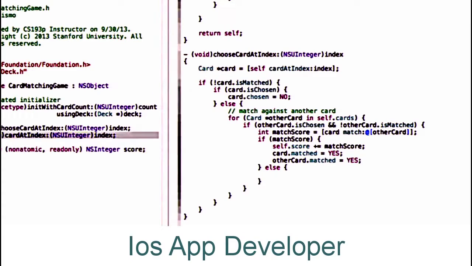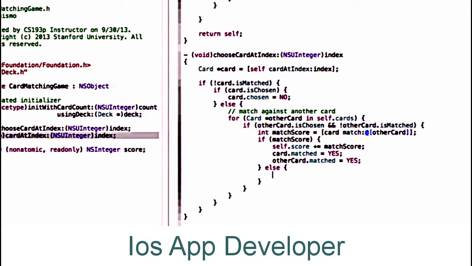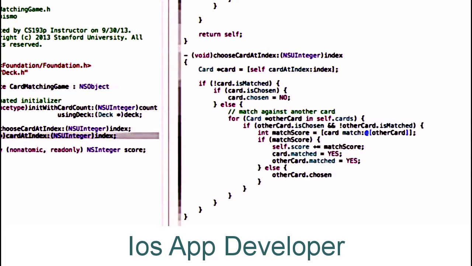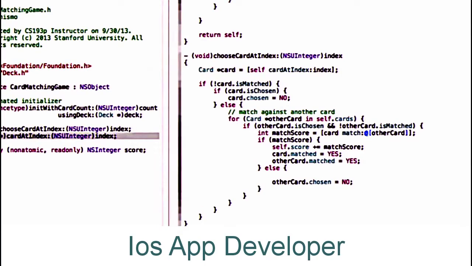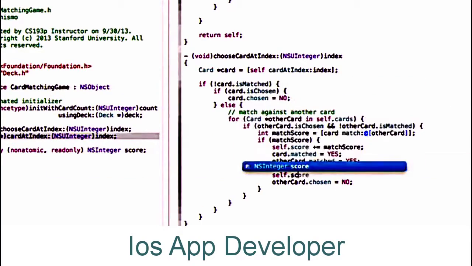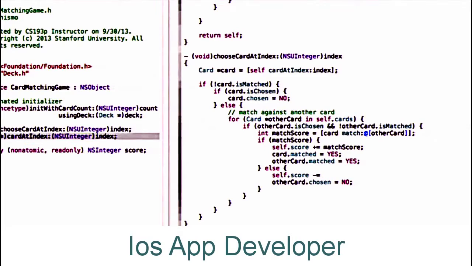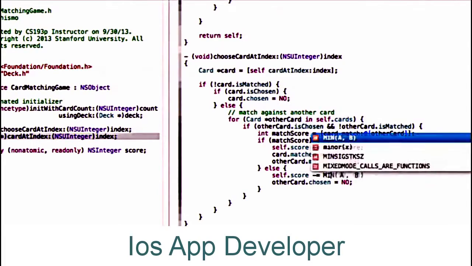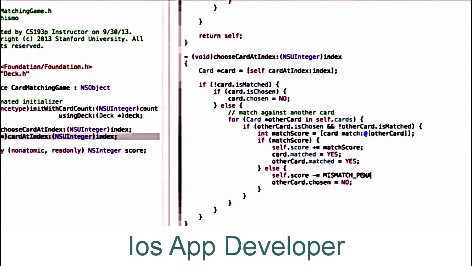Now what if they don't match? Well, I told you if they don't match, I'm going to unchoose that other chosen card. So I'm going to say other card.chosen equals no. And also, I think I'm going to impose a penalty for doing this. I'm going to subtract something from the score. I'm going to call it my mismatch penalty here. And I can make a constant.